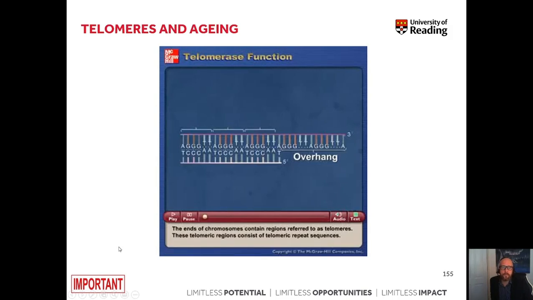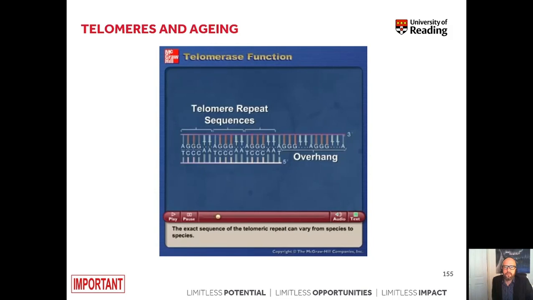The ends of chromosomes contain regions referred to as telomeres. These telomeric regions consist of telomeric repeat sequences. The exact sequence of the telomeric repeat can vary from species to species. The repeat sequence shown here is found in the telomeres of human chromosomes. Since DNA replication can only proceed in the 5' to 3' direction and requires a primer, it is not possible for a DNA polymerase to replicate the 3' ends of linear chromosomes.